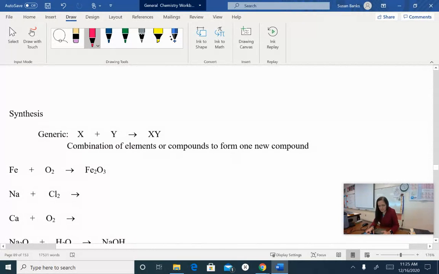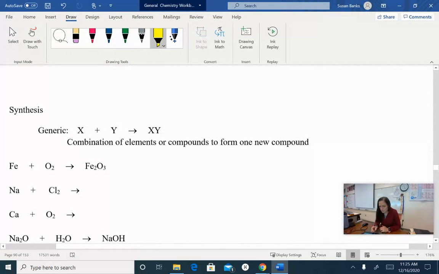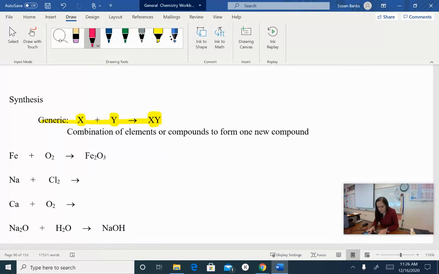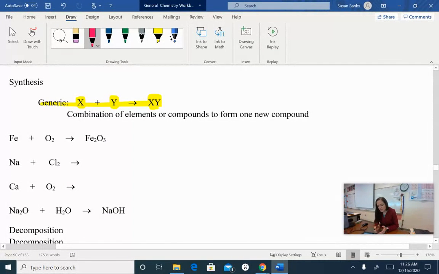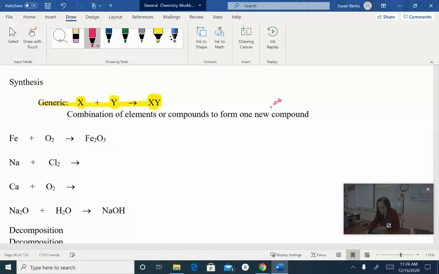So synthesis. Here's our generic equation. We have x plus y equal xy, or reacting to produce xy. Notice we have simple things here in x and y, and we're putting them together to make a more complex thing. That is what synthesis is. Okay, so here we go. Combination of elements or compounds to form one new, I should say, more complex compound. Okay, so we're making something that is more complex than what we started with.